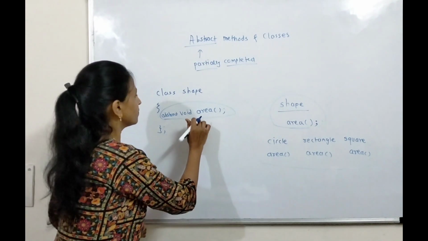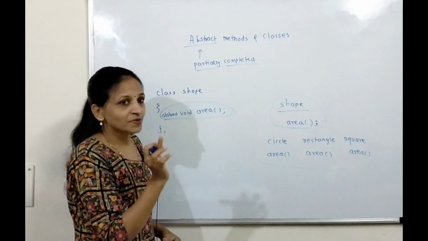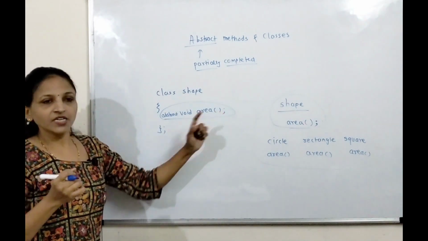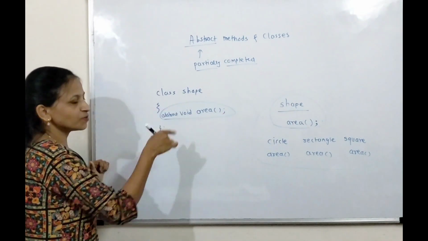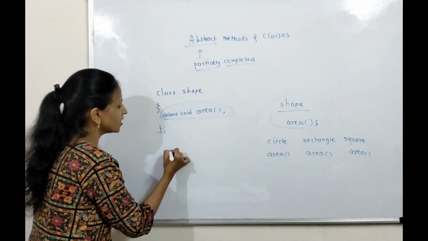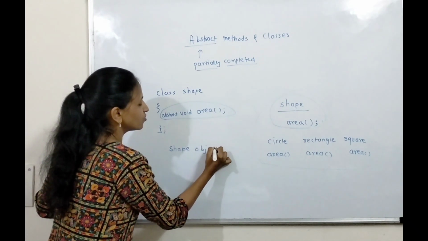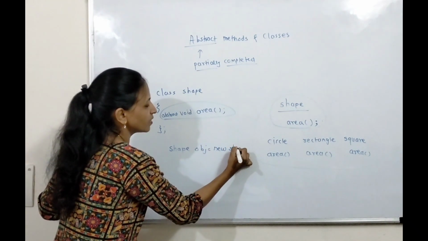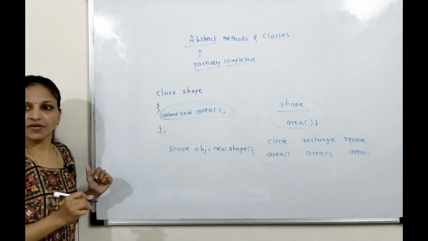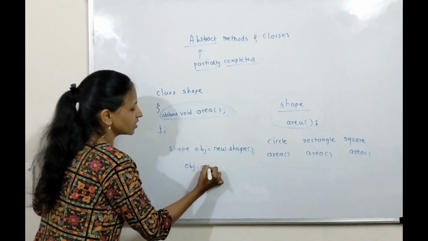Now see, next, if any method of a class is abstract, then what does it mean? See, it does not have any implementation. Suppose we are creating an object of this class. How to create an object? Like shape obj equal to new shape. In this case, we have created an object of this shape class. Now I will try to call that method, obj dot area.